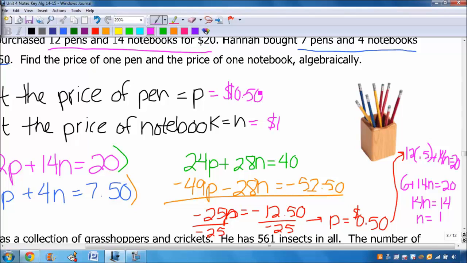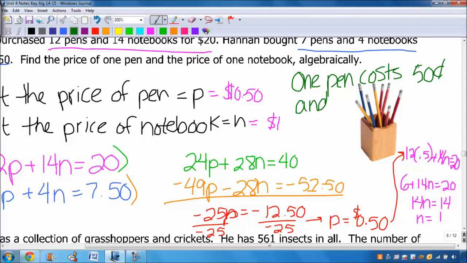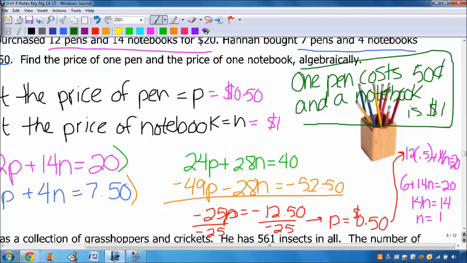So then I can just write a quick little sentence saying what I know. 1 pen costs 50 cents, and a notebook is $1. And that's my final answer.